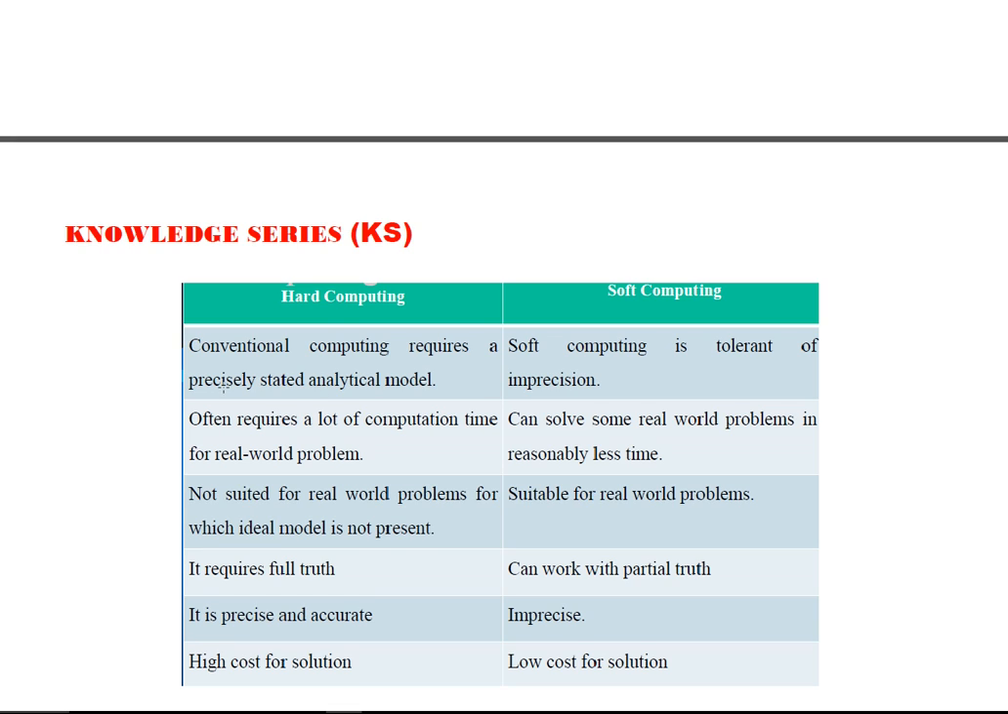So you don't need to go for accuracy, and you don't need to go for exact numerical values. You can take imprecise values and approximate values, imprecise conditions and approximate values. Hard computing often requires a lot of computational time in the real world. It requires more time because, based on the scenario, the time to create that particular model will increase. Soft computing can solve a real-time problem in reasonably less time.